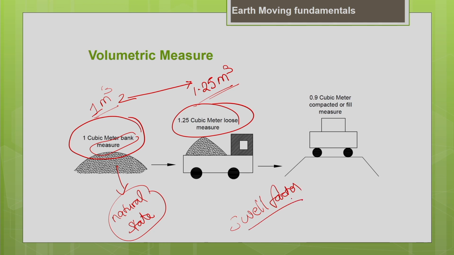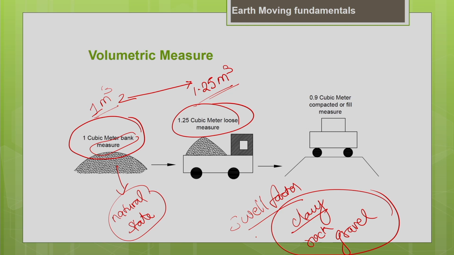So this swelling ability of the material will vary. For example, clay will have a different swell factor, rock will have a different swell factor, gravel will have a different swell factor. It will vary from material to material. So how much is a swell factor? You can get it from the literature for the particular material type.